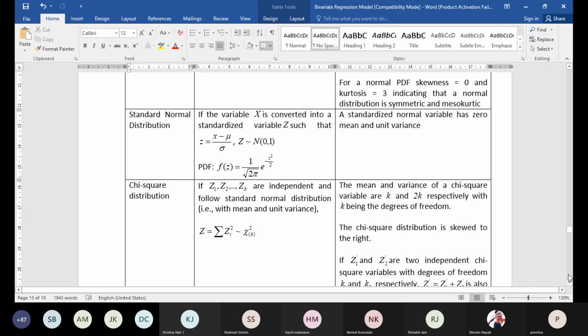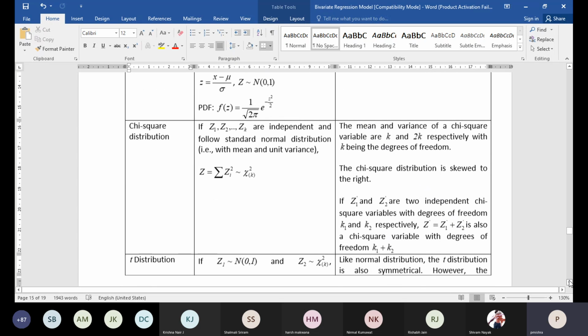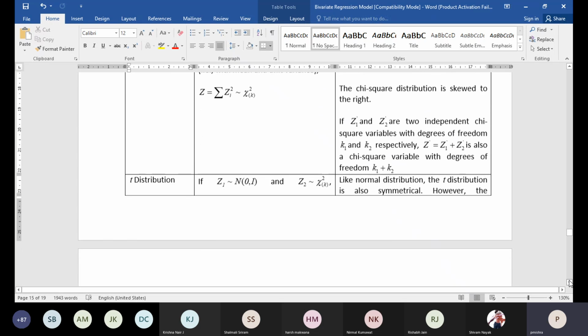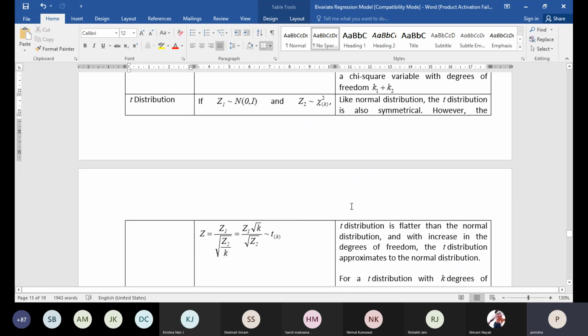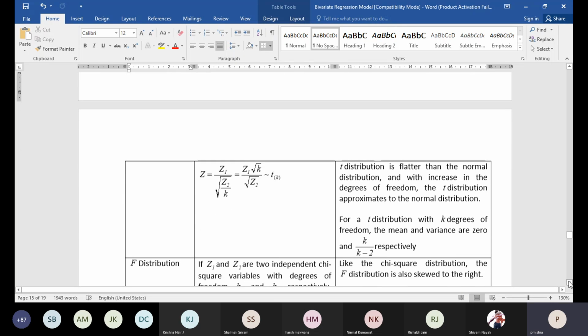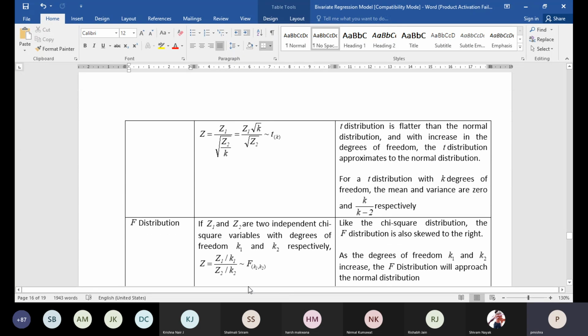Then by combining a standard normal variable and a chi-square variable, we are getting the t distribution like this. So standard normal variable z1 divided by the square root of the chi-square variable z2 standardized by the degrees of freedom k, it is giving me t distribution. And then by using 2 chi-square variables, we are getting f.